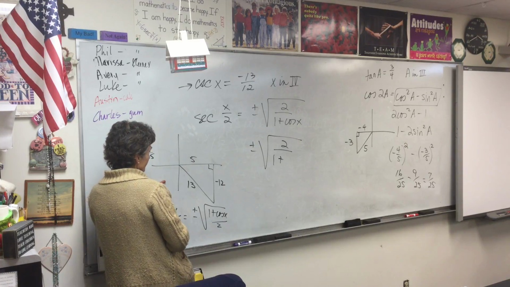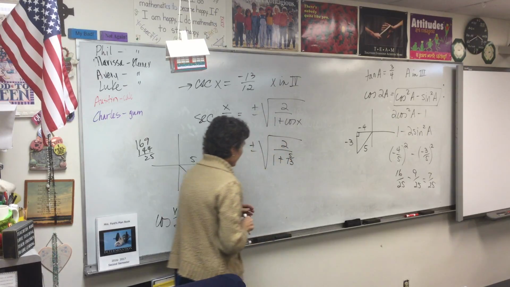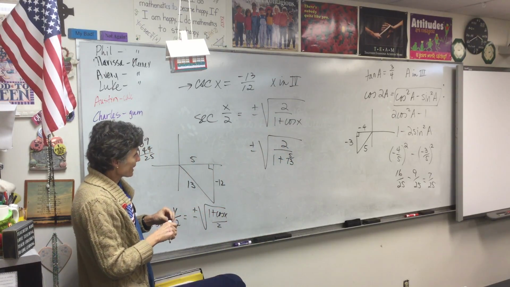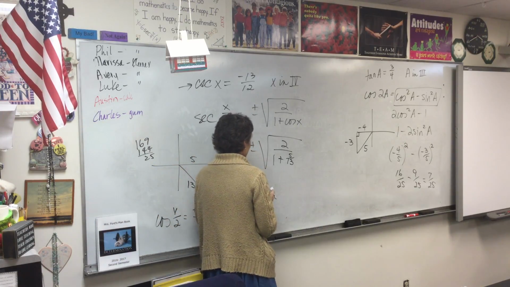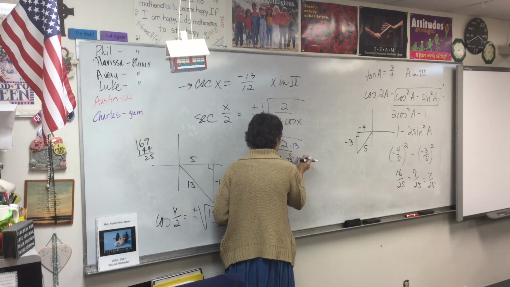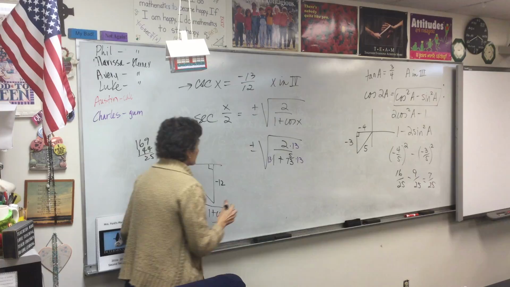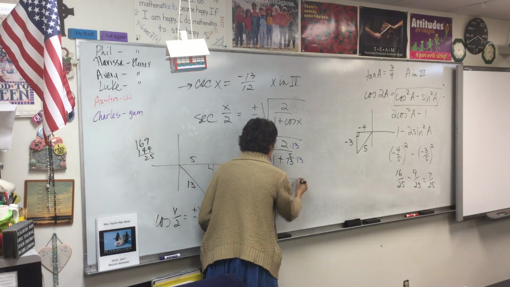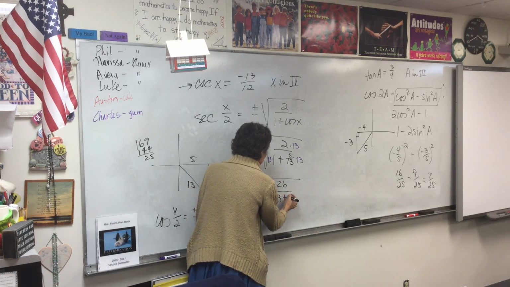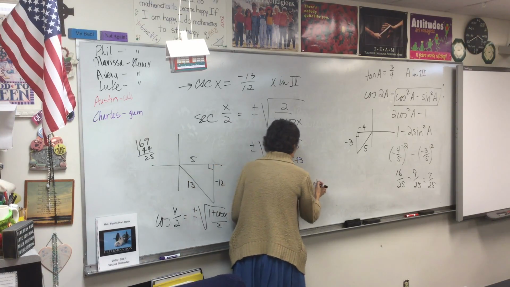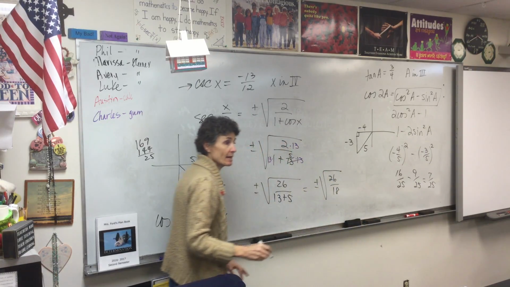5 over 13. Right, now wait a minute. That's a mess, right? So I'm going to multiply everything by 13. We got 26 over 18. So I get plus or minus the square root of 26 over 13 plus 5, which is the square root of 26/18, like some of you have been saying.